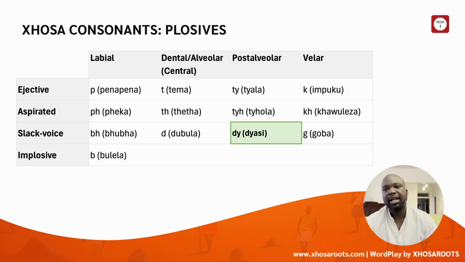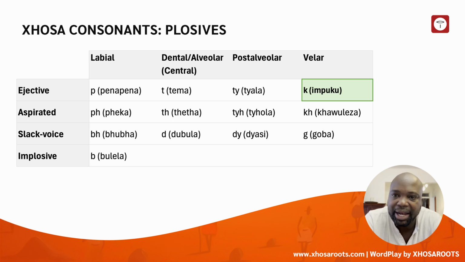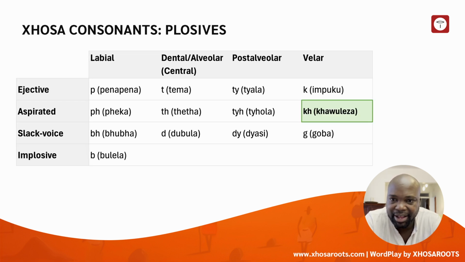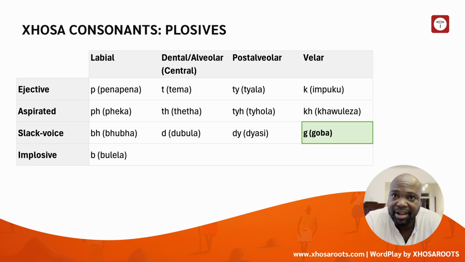Let's look at the last group of these plosive consonants. Oh, I'm sorry, I'm still stuck on the post-alveolar. Now for the velar or the velaric plosives, it's ka, ka, ka. That's the ejective one. An example is impuku, a mouse. The aspirated version, kauleza, hurry up. And then we have the slack voice version, which is ga, ga, goba, bend.